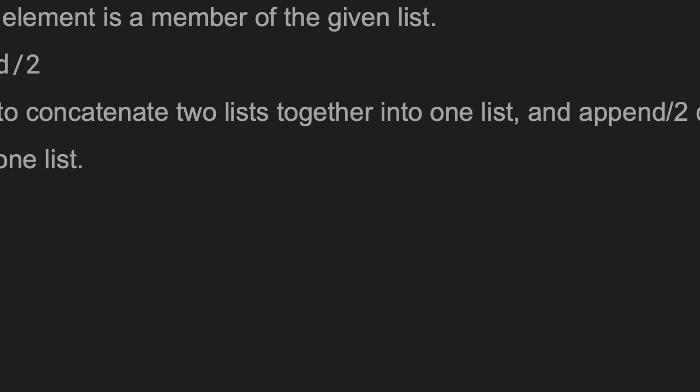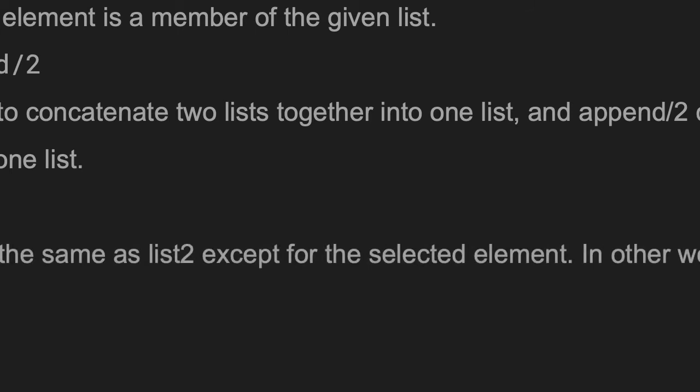The next predicate is select. So select is true if list 1 is the same as list 2, except for the selected element. So basically, if list 1 minus the selected element is equal to list 2, then select will return true. Next is same_length, which is just true if list 1 and 2 have the same number of elements.